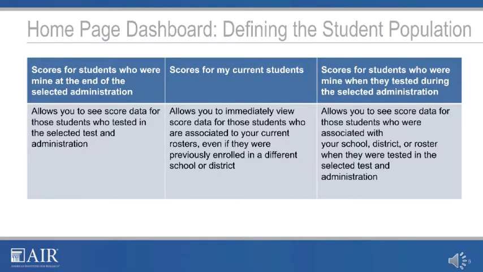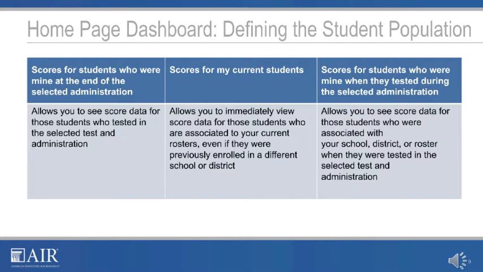Scores for students who remain at the end of the selected administration allows you to see score data for those students who tested in the selected test and administration and were associated with your school or district at the end of the selected test and administration. Scores for my current students allows you to immediately view score data for those students who are associated to your current rosters, even if they were previously enrolled in a different school or district. This view enables you to see your current students' previous strengths and weaknesses before they begin testing this year.